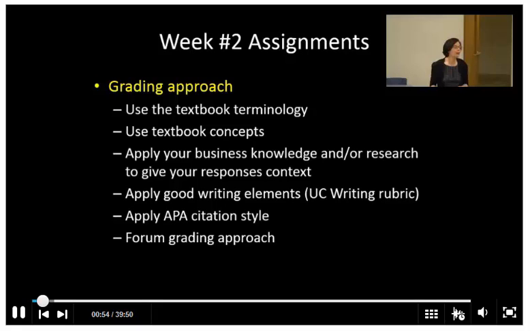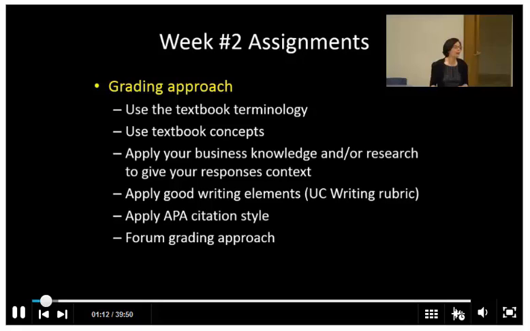I thought the writing was pretty good. Again, I would not say it was super sophisticated the first week. I did not see a lot of terminology or concepts being used. So I think we all could up the game a little bit there. I think that would be helpful.